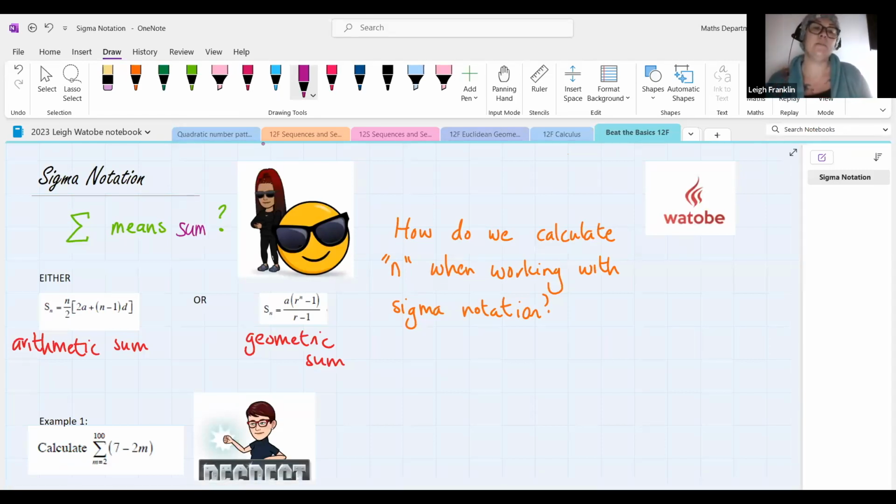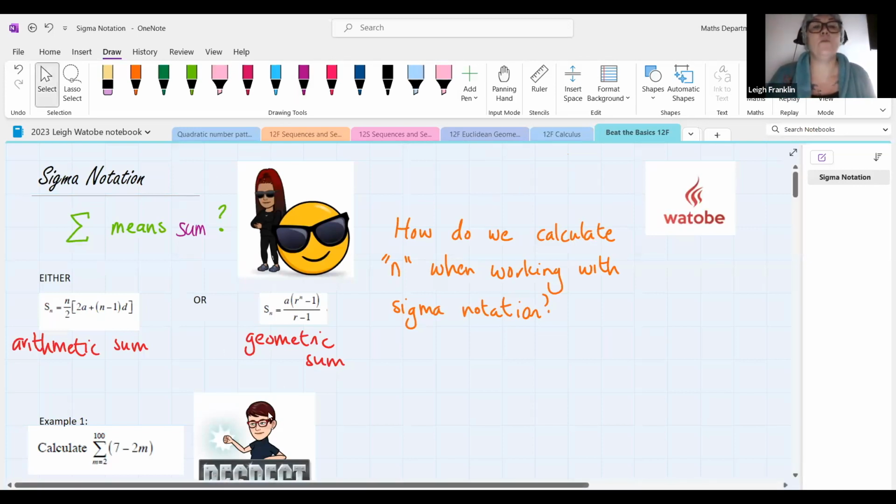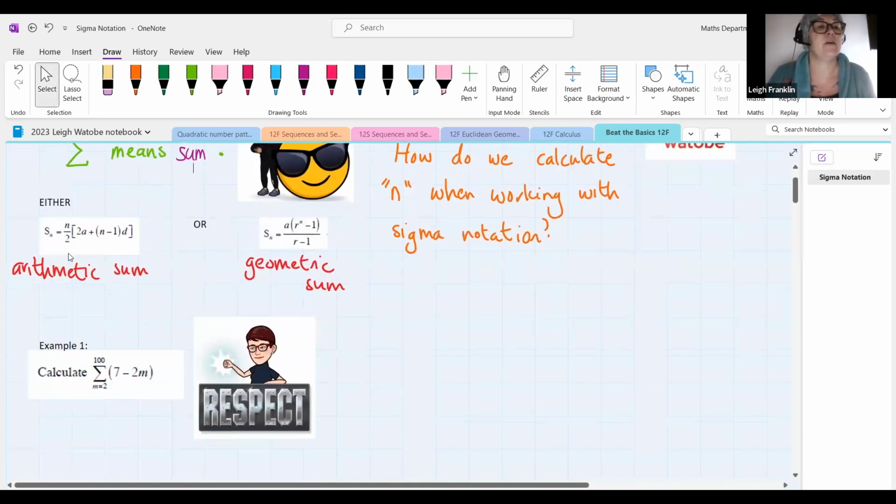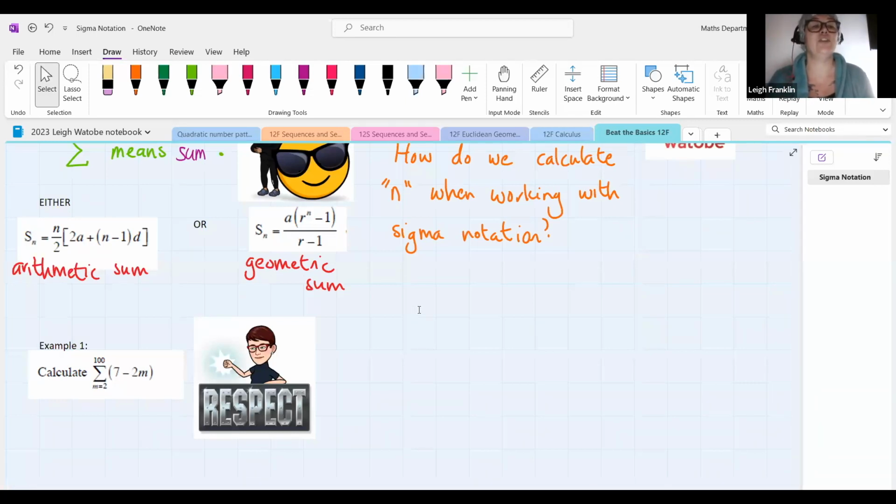And the word sum means that we are getting an answer when we have added things together. Okay. So there are two sum formulae that we learn about in matric. Either our arithmetic sum formula or our geometric sum formula. So when we are working with sigma notation, we need to decide whether it's going to be an arithmetic sum or whether it's going to be a geometric sum.